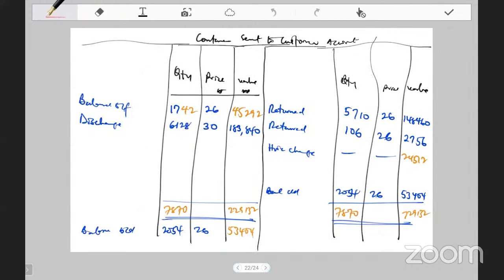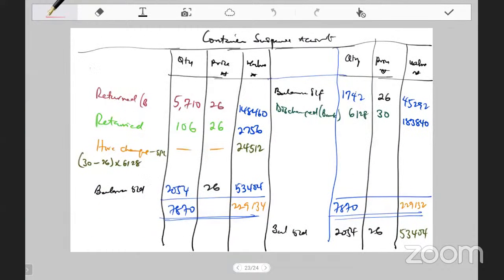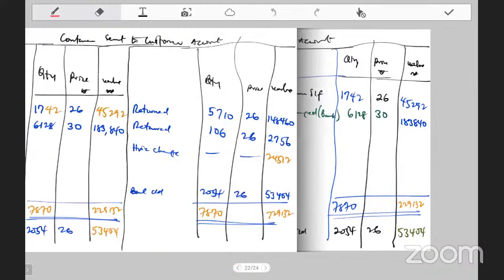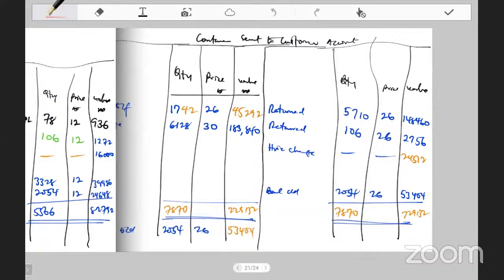2,756. And then we have it here. We have not accounted for our profit on the retained containers. And let me show you. That is what I always tell my students. Look at what we have. What is the amount? What was the accounting entry for the retained containers?